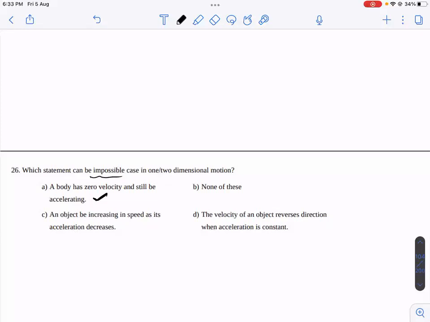A is not impossible because when you project the body upwards, at the highest point, velocity is 0, but acceleration is still existing. Oh, so A is the right one. Yes.